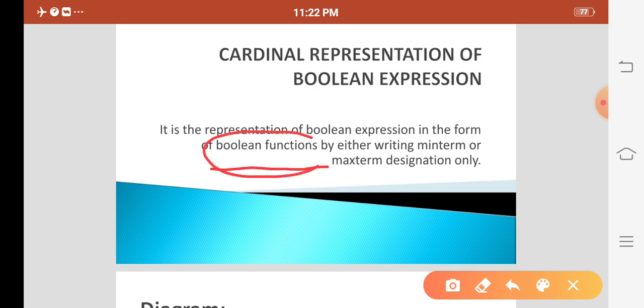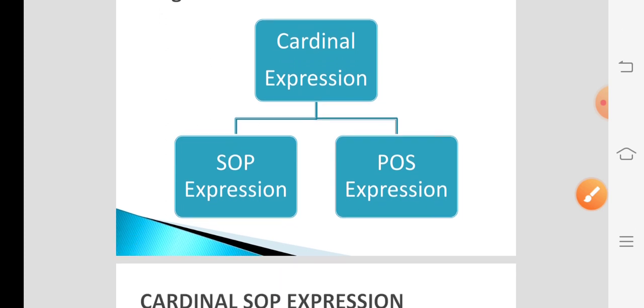The most important part is that it is in the form of Boolean functions. We actually represent the cardinal representation by writing either the minterm or the maxterm designation numbers. Means we represent the Boolean expressions in the form of minterm and maxterm designation numbers. Moving on to the next slide, the example we will discuss later on. Now cardinal expressions are of two types.